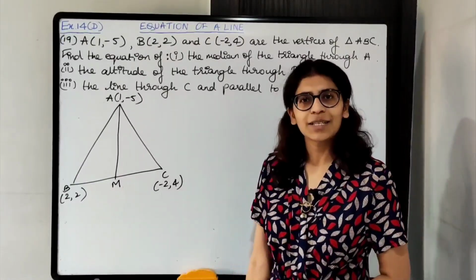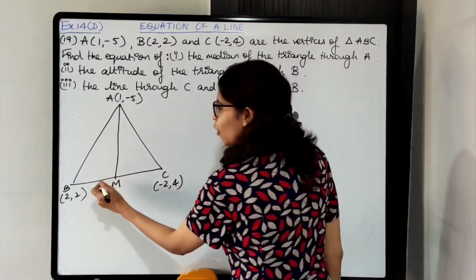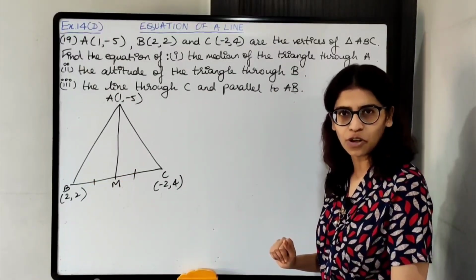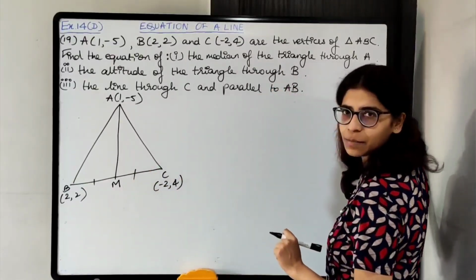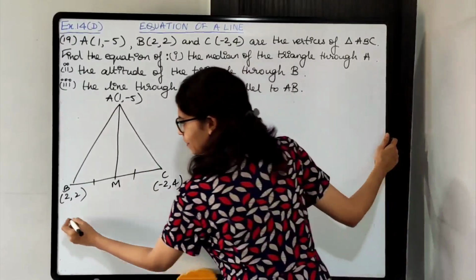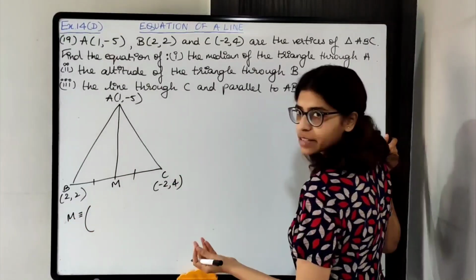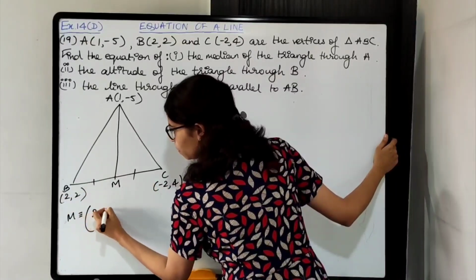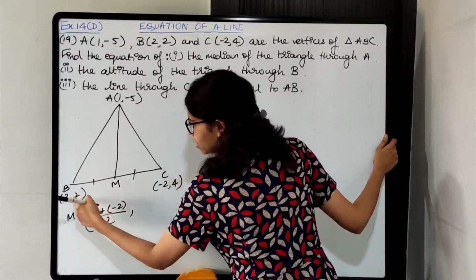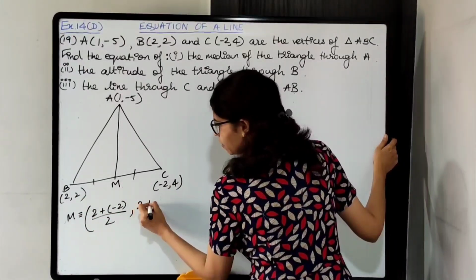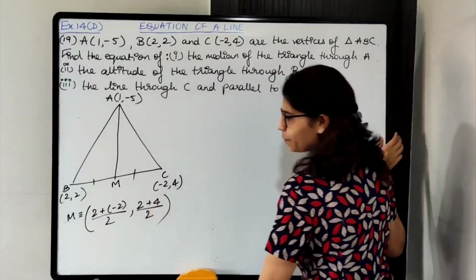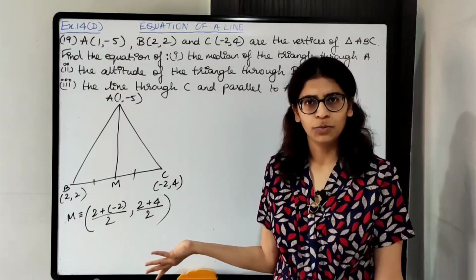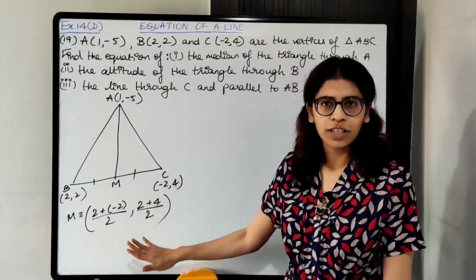So how will we get M's coordinates? It's easy. It is the midpoint of BC, right? I can use the midpoint formula. So I will easily get M's coordinates using the midpoint formula. The x coordinate will be the sum of the x coordinates of B and C divided by 2. So 2 plus minus 2 divided by 2, and the sum of the y coordinates will give the y coordinate, divided by 2. So you just have to add the x coordinates and divide by 2, add the y coordinates and divide by 2. Solve and you will get M's coordinates.